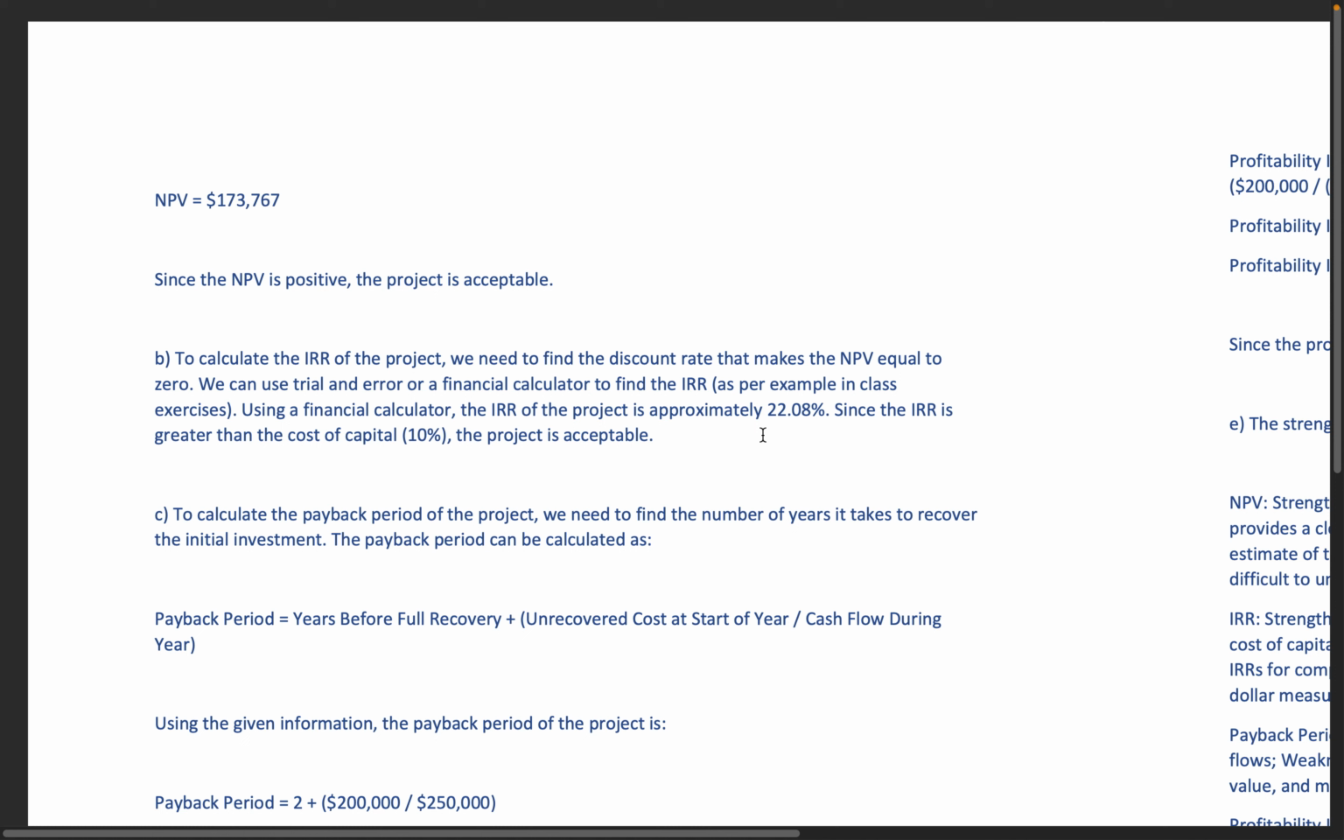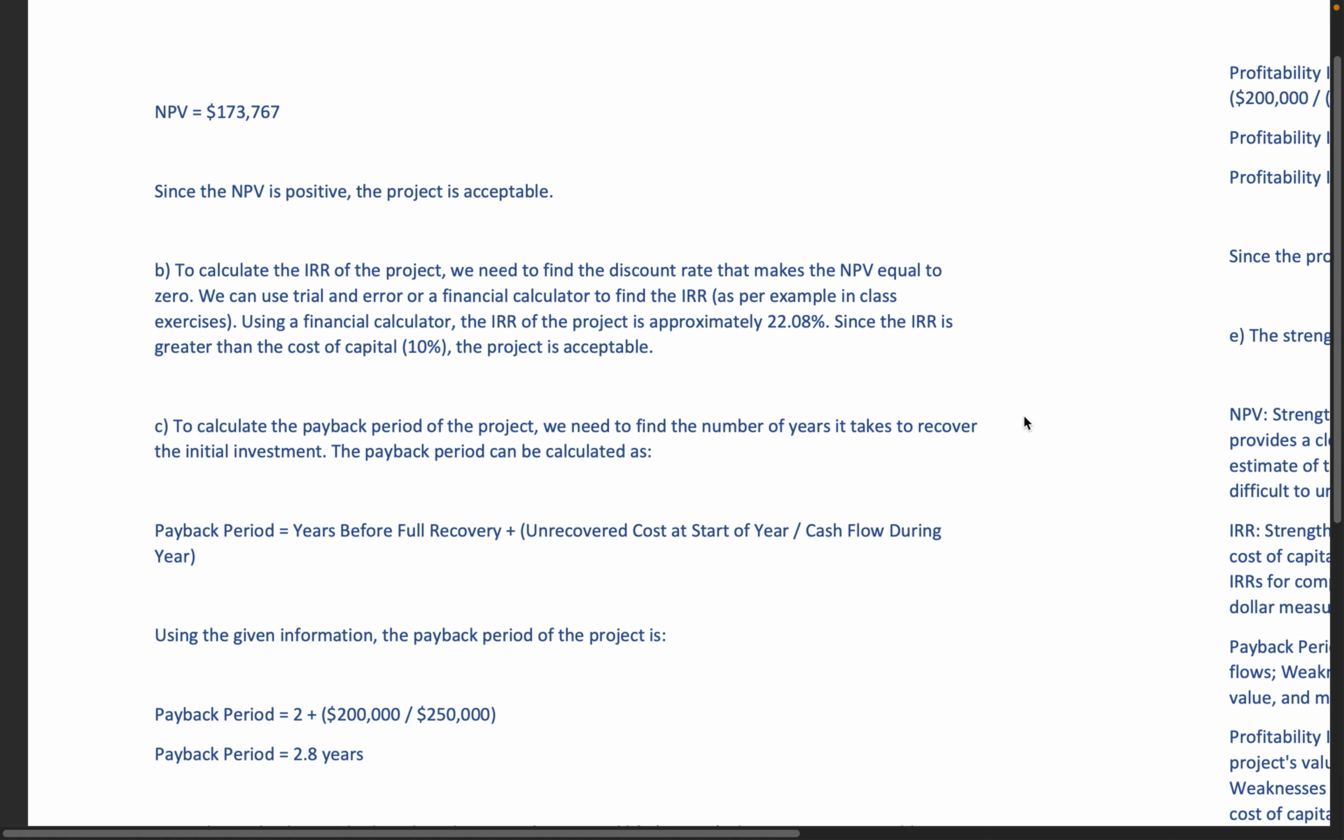If we were to calculate the payback period for the project, we need to find the number of years it takes to recover that initial investment. Okay, so effectively how we calculate it is we take our years before the full recovery plus the unrecovered cost at the start of the year, that is the cost we've got left, divided by the cash flow during that year. Now, we did this in class, but essentially what you need to do is pay particular attention to what you've got left in that last year.